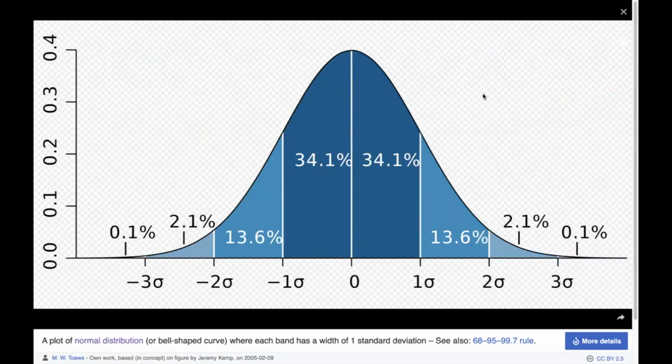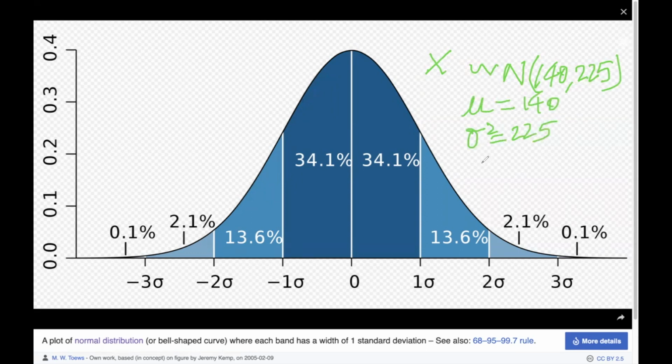So let me put it in this way. Let's assume X represents the height of humans. Let's assume this is a Gaussian distributed with a mean of, let's say, 140 and a variance of 225. So if my mean, that is mu, is equal to 140 and variance is 225, so my standard deviation, that is sigma, is equal to 15. So this is my standard deviation.